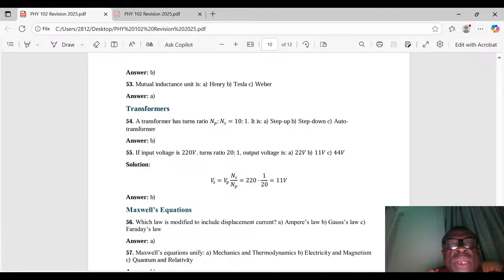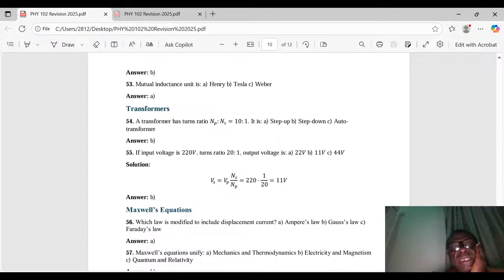53. Mutual inductance unit is A, Henry, B, Tesla, C, Weber. A is Henry. Henry is the unit of inductance. So let's look at the transformer.